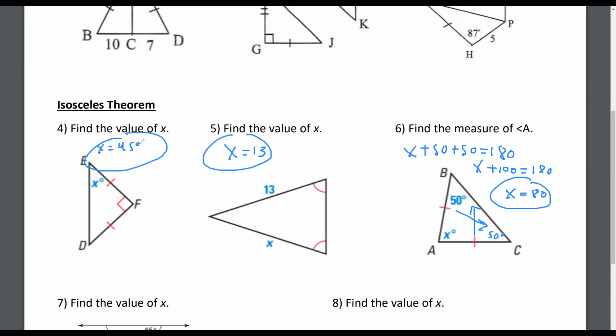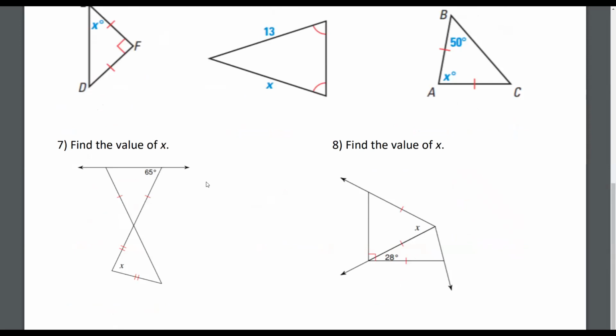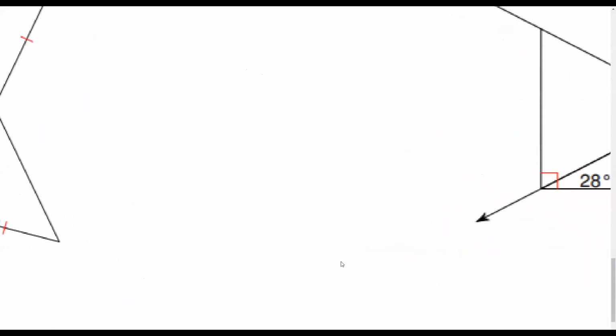So those are what I would call the more straightforward isosceles theorem problems. The only things you're using in these are the isosceles theorem and the triangle sum theorem sometimes, right? We're about to get a little trick here with the last two. So let's zoom in on this so you can really see it, right?